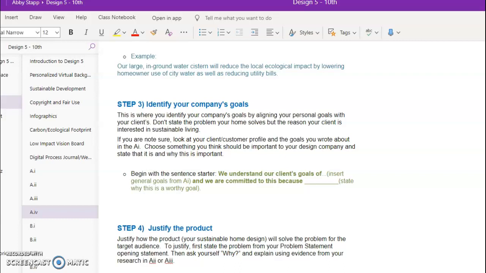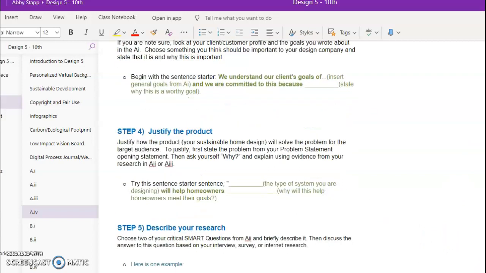Step three, identify your company's goals. Now you're thinking again about your client and you are aligning your design company's goals with your client's goals and telling them that that's important to you as well. I have a sentence starter that you can use here. We understand our client's goals of whatever it was that you all decided, and we are committed to this goal or these goals because, and you just fill that in there. That is a little bit of creative writing, but based on your research and this client that you're designing so far, you can come up with a reasonable conclusion for that.